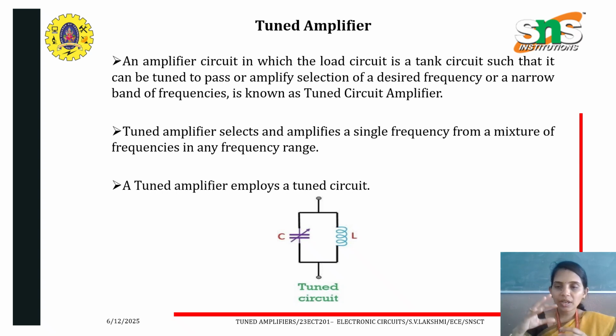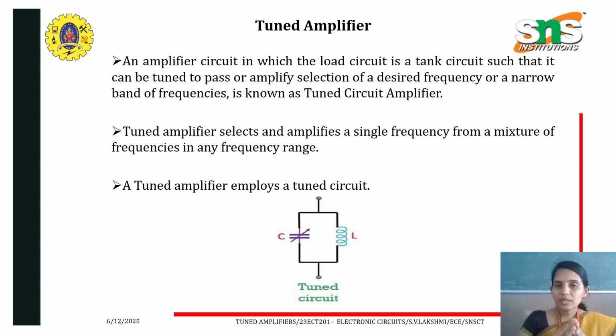In an amplifier's load, that is the output, a tuned circuit, also called a tank circuit, is connected such that it amplifies only the particular desired frequency, which is a narrow band of frequencies, which means this type of amplifier has good selectivity. High selectivity will be there in the case of a tuned circuit amplifier. So they amplify a single frequency from a mixture of frequencies in any frequency range.